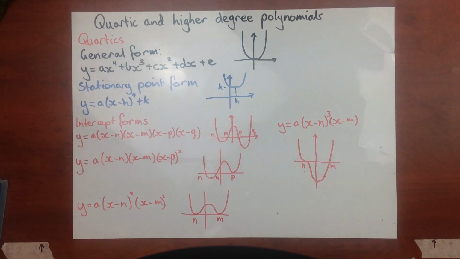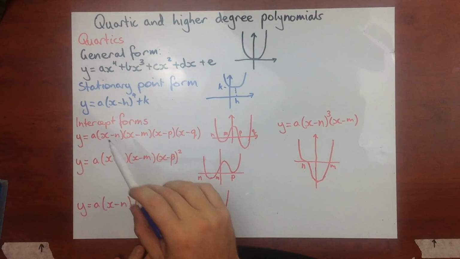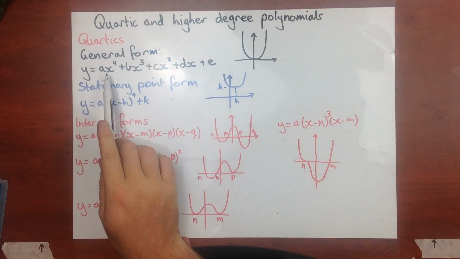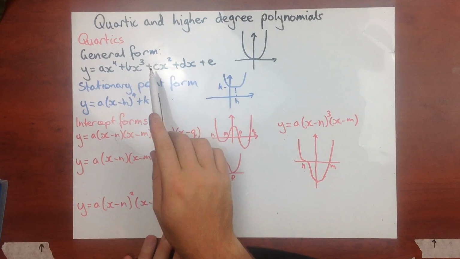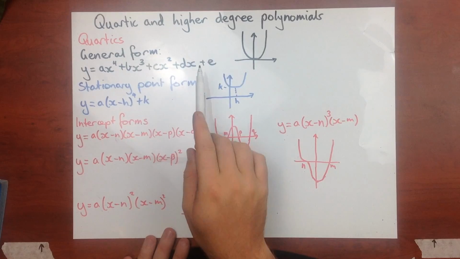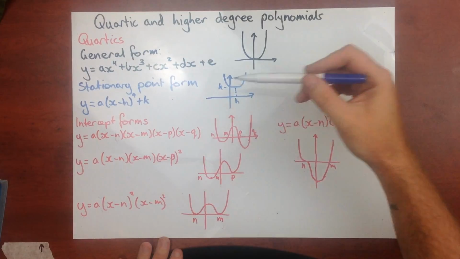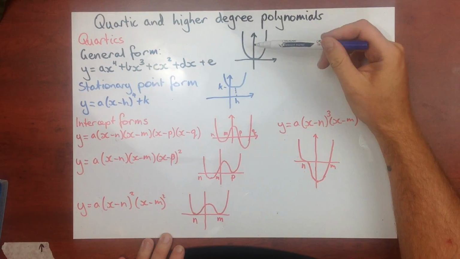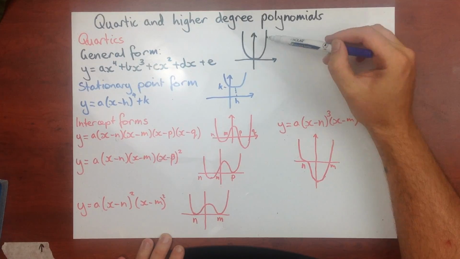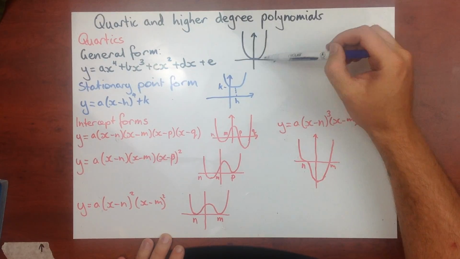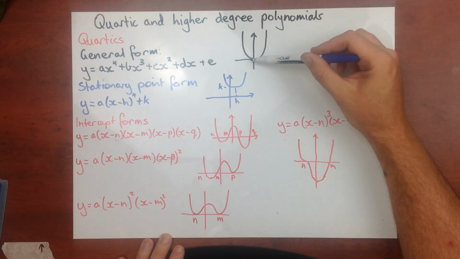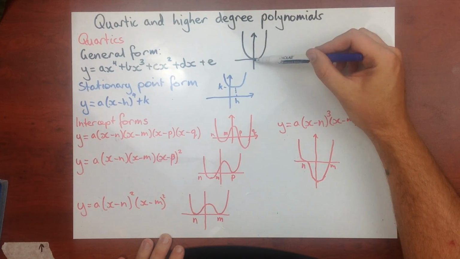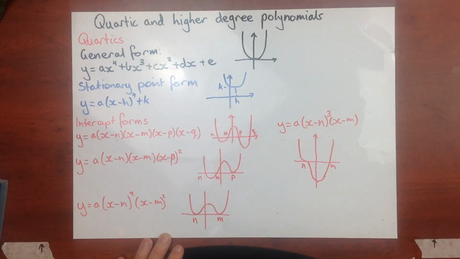Okay, in this tutorial we're going to have a look at quartic and higher degree polynomials. So quartics to start off with, we've got our general form, which is y equals ax to the 4 plus bx cubed plus cx squared plus dx plus e. So we've got a fair few terms there. What we find is it generally looks like this quadratic, parabola type base shape to it, but it's got a flatter base than what a standard parabola does.